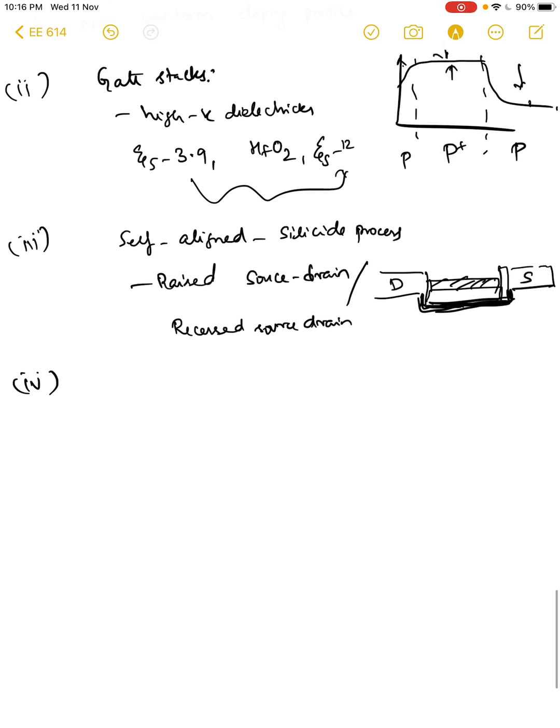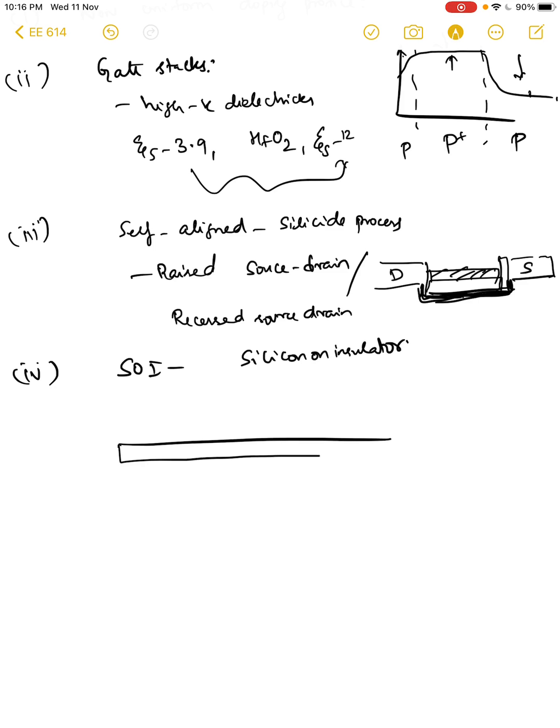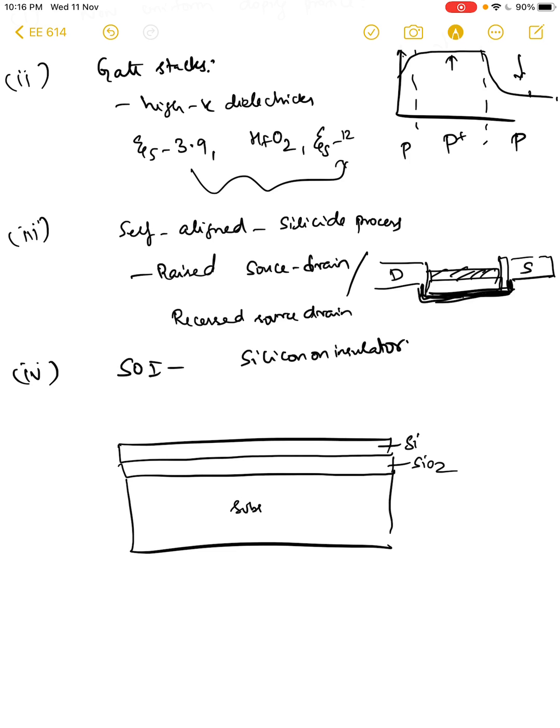Another design is SOI, which is called silicon on insulator. The device structure looks something like this. So you have a thin silicon on top of an oxide. This is silicon, this is silicon dioxide, and then this is your substrate. The actual device is made on this silicon, which is called the device layer. This is the gate.